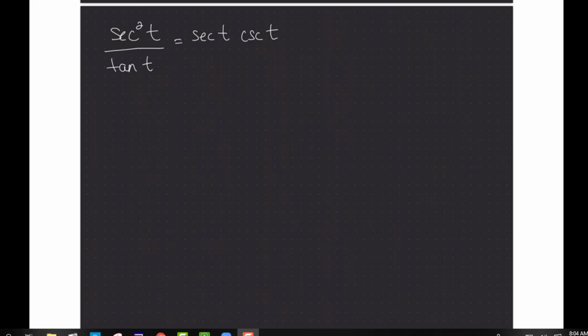All right. Anybody got any thoughts or ideas? Maybe break the secant up. Want to break that into two? Yeah, let's try that. So we got secant of t times secant of t over the tangent of t.